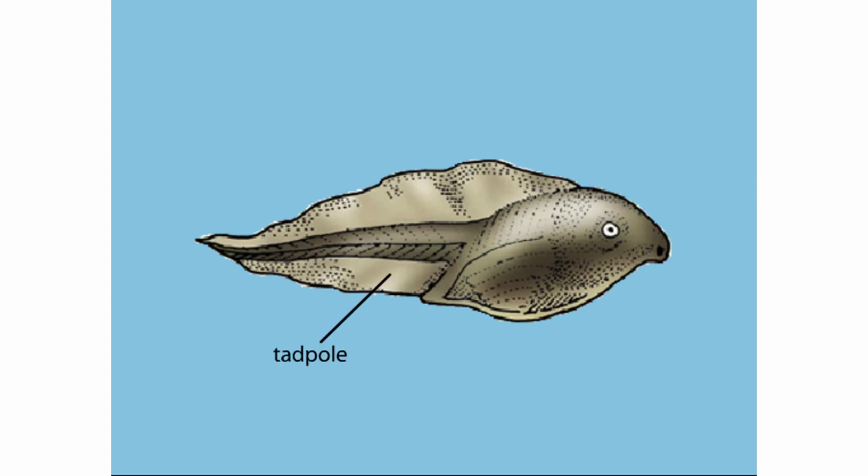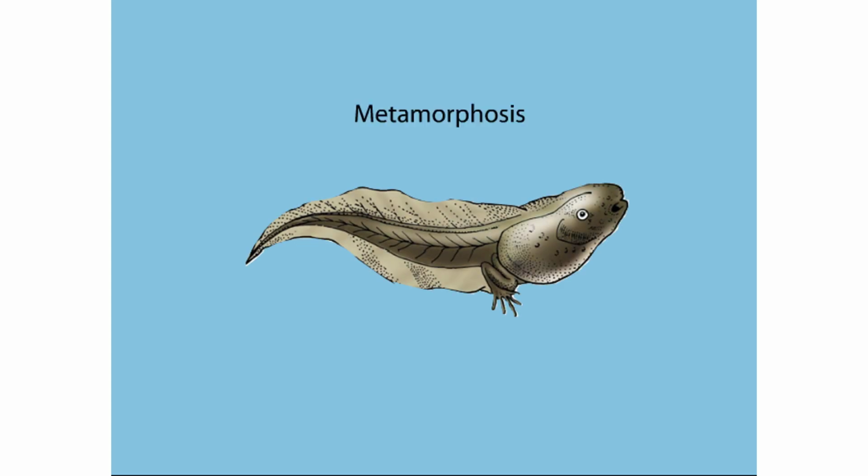The tadpole has external gills for respiration. These external gills will disappear as the animal continues to develop. The tadpole will transform itself in a process called metamorphosis, which is controlled by hormones.